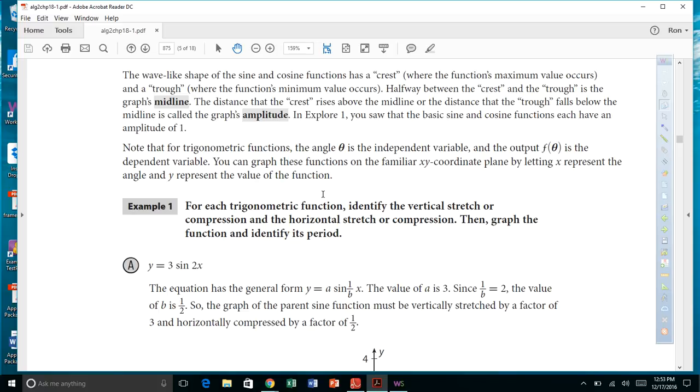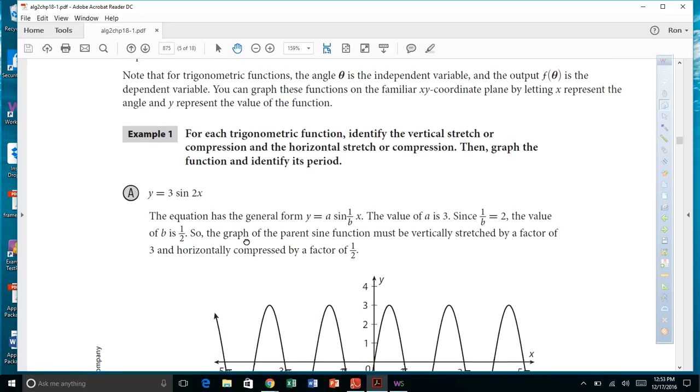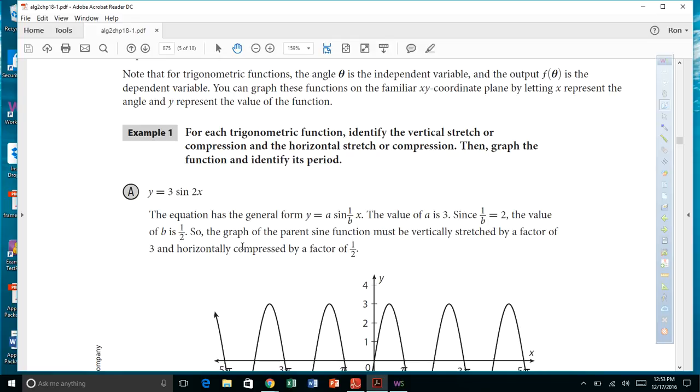The distance that the crest rises above the midline, or the distance that the trough falls below the midline, is called the graph's amplitude. In Explore 1, you saw that the basic sine and cosine functions each have an amplitude of 1. Note that for trigonometric functions, the angle theta is the independent variable and the output f of theta is the dependent variable. You can graph these functions on the familiar xy coordinate plane by letting x represent the angle and y represent the value of the function.